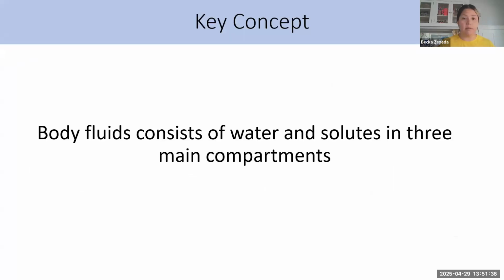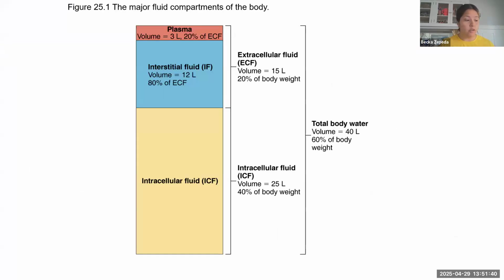Okay, so the body fluids consist of water and solutes in 3 main compartments. You should already be familiar with these compartments. So we have the intracellular fluid, or the ICF, which is the fluid inside of our cells. Now, the fluid inside all 3 of these compartments accounts for 60% of our body weight.